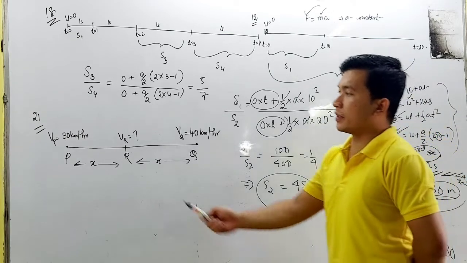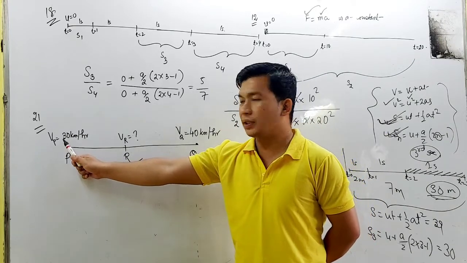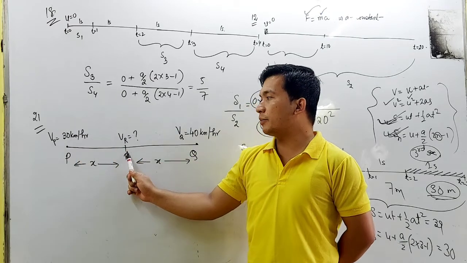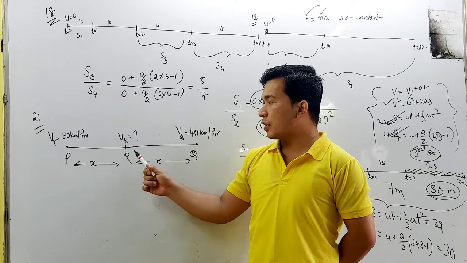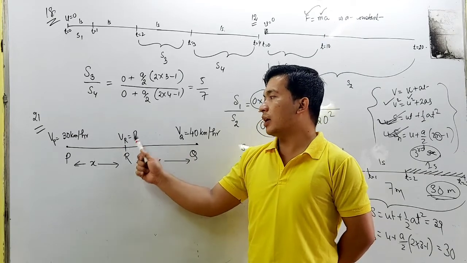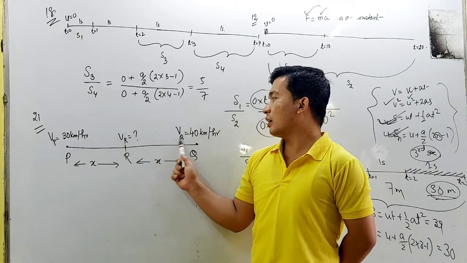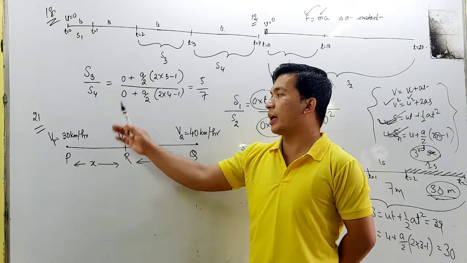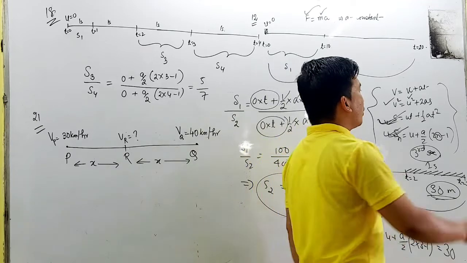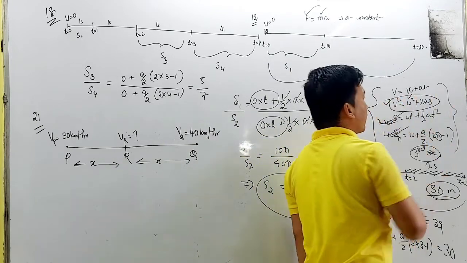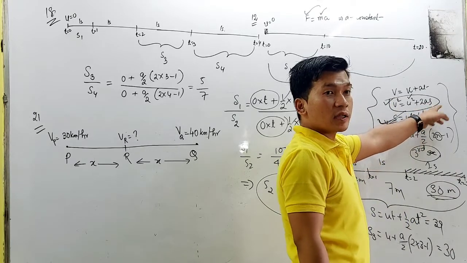For the motion from P to R, what is the initial velocity? 30 km/h. What is the final velocity? We do not know it. Next, if we consider the motion from R to Q, then our initial velocity will be VR and final velocity will be 40 km/h, and we have a common acceleration along with equal displacement. So we are going to use this formula. Final, initial, common acceleration and equal displacement are all given.